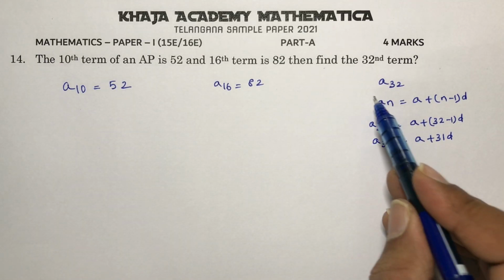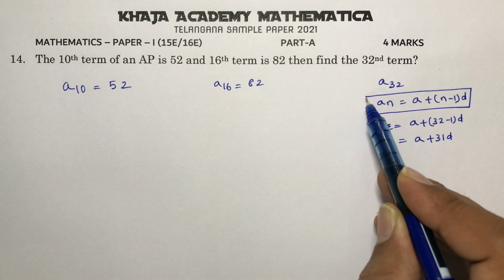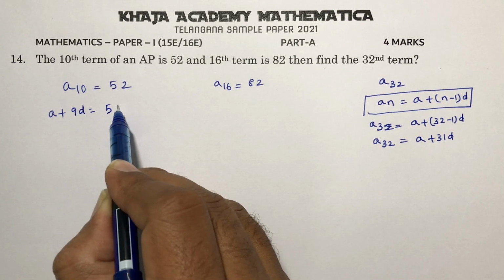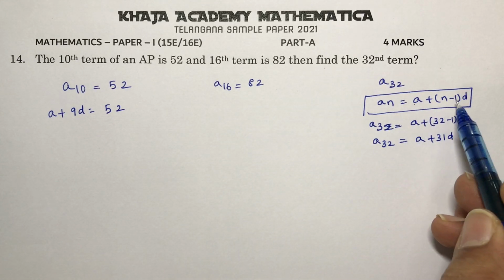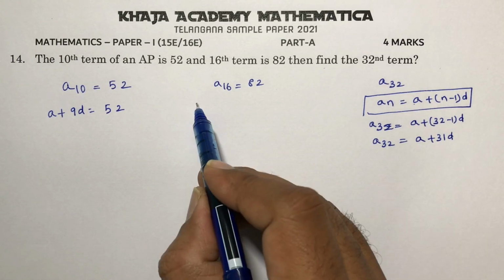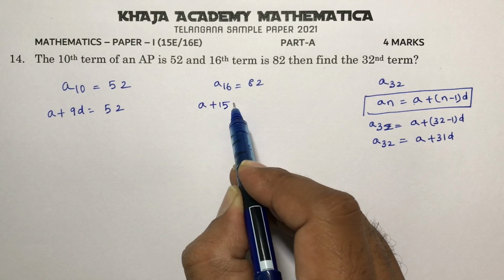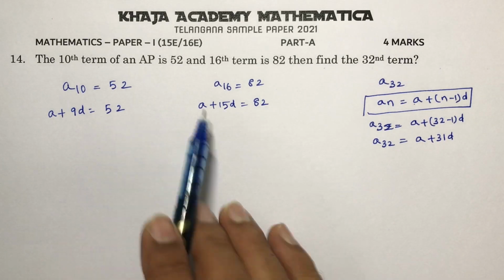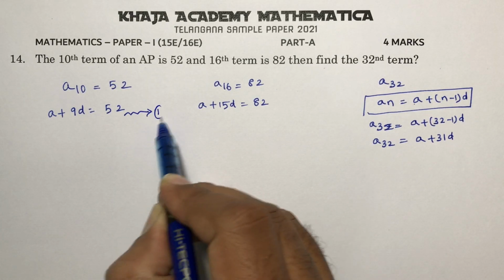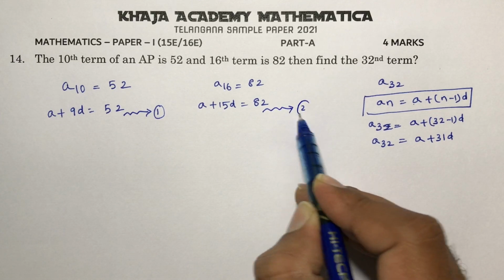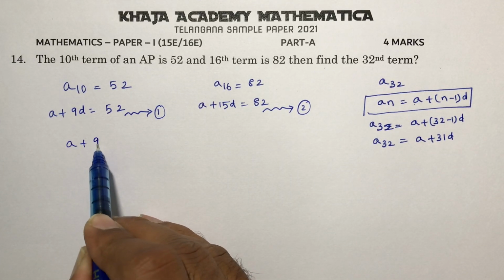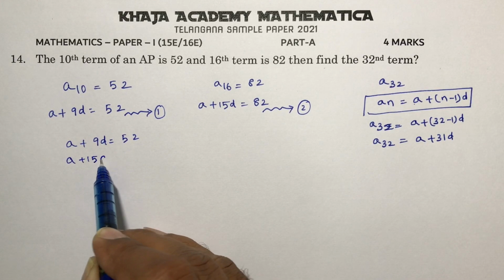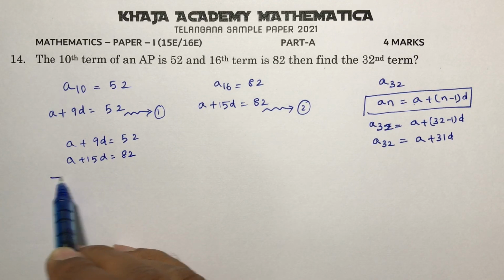So a10, if we apply nth term formula, a plus 10 minus 1, that is 9d, is 52. a16, a plus 16 minus 1, that is 15d. a plus 15d is 82. Now I'll solve these two equations. This is equation 1, equation 2. So a plus 9d is 52. a plus 15d is 82.